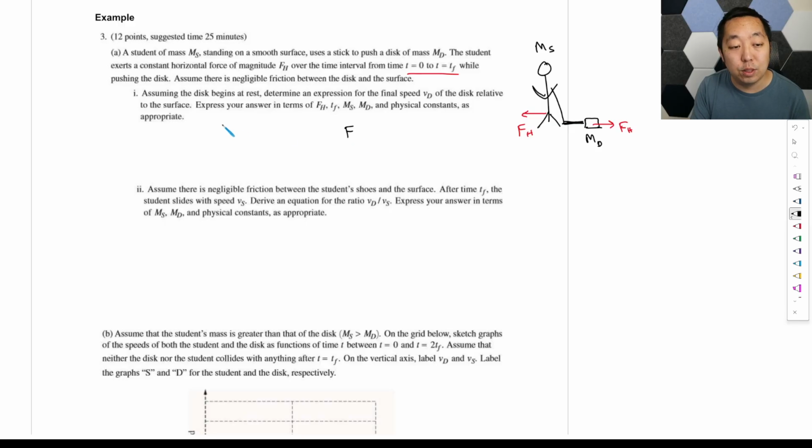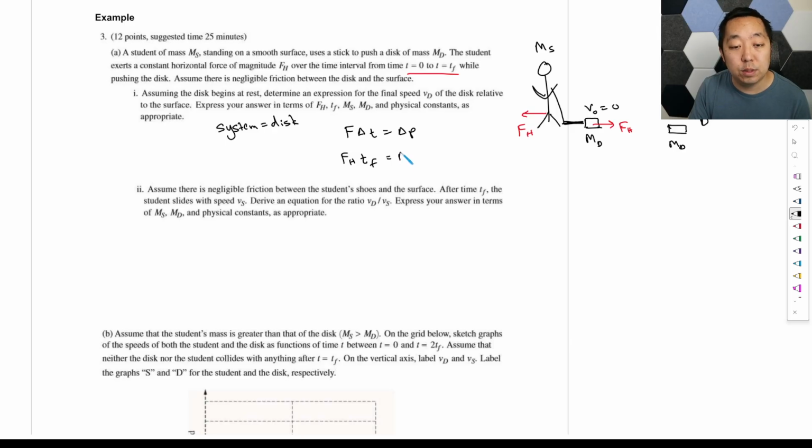Our system is going to be just the disc. In this case, we're not going to put the student and the disc together. We're just going to talk about the disc. And so the impulse, which is the change in momentum, is going to be F_H, and he does it over the time period t_f. And this is going to be his final momentum. So later this disc is moving v_D, and right now the initial velocity is 0.